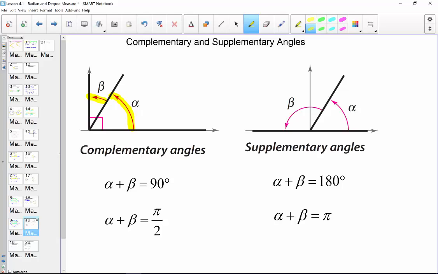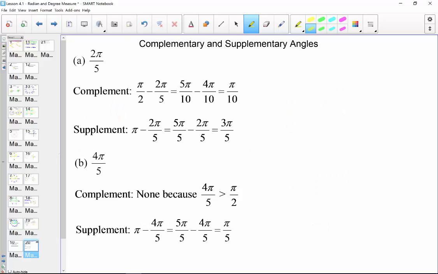If we look at the diagram to the right, we see we have two angles A and B, but they total 180 degrees. Equivalently, in radians, we can say that angle A plus angle B equals pi, because 180 degrees equals pi. Now let's look at a couple of problems finding complementary and supplementary angles.